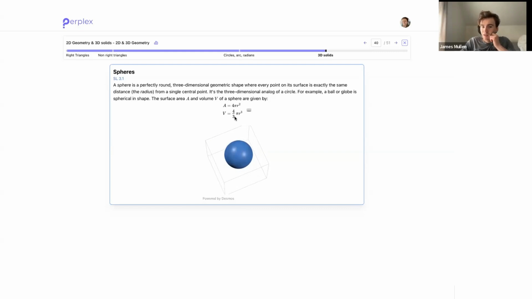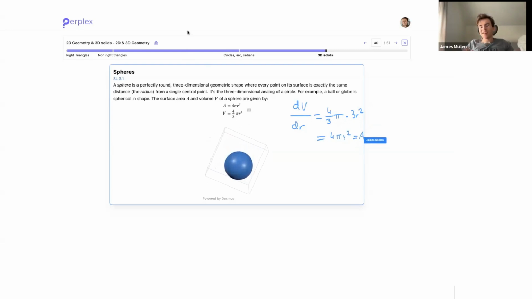Okay? And I'm going to make a small side note here, because you guys are all in your final revision, which is that if I do dV by dr, if I differentiate the volume with respect to the radius, I'm going to get 4 over 3 pi and then times 3 r squared, which is 4 pi r squared, which is equal to the area. So interesting little note that the derivative of the volume is the area of the sphere. Okay? And I'll let you think about why that might be.